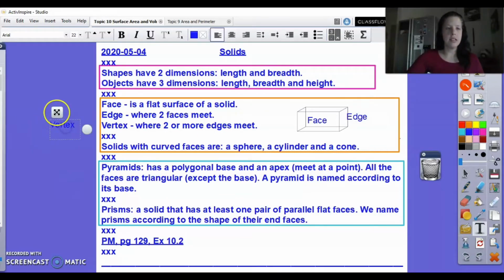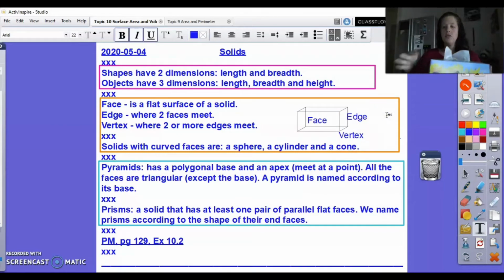And then I've got a vertex. And a vertex is where 2 or more edges meet. Okay? So it would be here at my points of my object. There, the bottom, there. All right. So those are the vertices where 2 or more edges meet. So you can see this edge meets with this edge. Okay? And this face meets with that face. All right. So a solid with curved faces are known as spheres, cylinders, or cones.